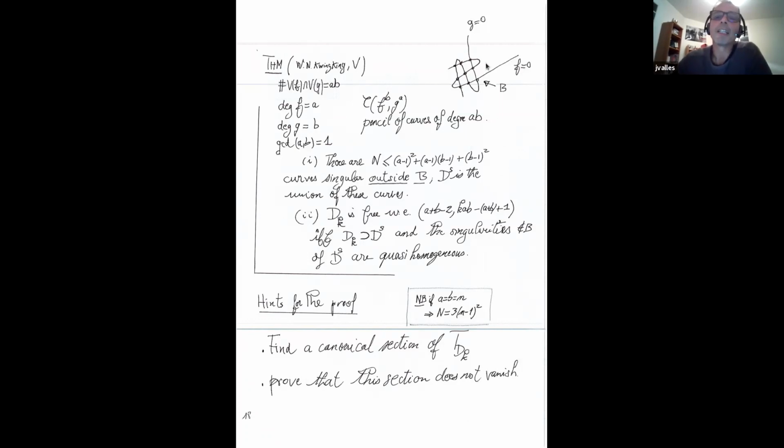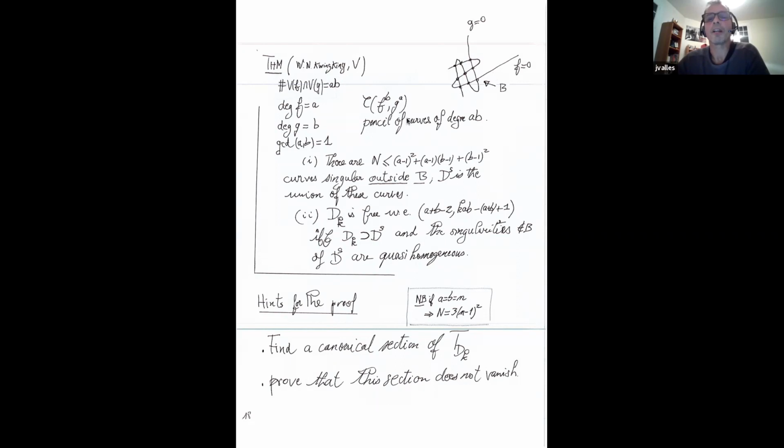I still consider that the intersection is smooth. I mean, the base locus of F and G is a smooth set of AB points. Degree F is A, degree G is B. I consider the pencil of F^B, G^A. So this pencil is not regular.